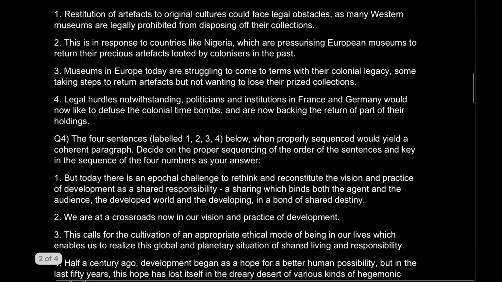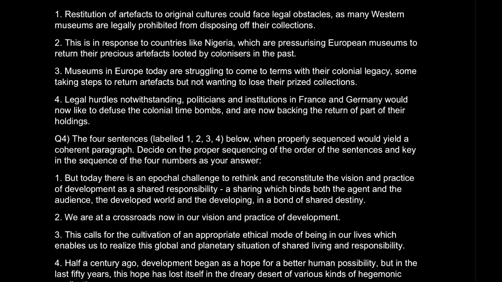Next, question number three says, restitution of artifacts to original cultures could face legal obstacles, as many Western museums are legally prohibited from disposing of their collections. Well, this is definitely not my starting sentence. This is a response, not my starting sentence. Museums in Europe, of course, one and two both are talking about museums, but we did not get the introduction to the museum there. The introduction we get in number three, if you carefully observe: museums in Europe today are struggling to come to terms with their colonial legacies, some taking steps to return artifacts, but not wanting to lose their prized collections. That's the basic problem. This introduces the topic at hand. Now, what follows three? Two should follow three because it is providing us the reason why this development is taking place.